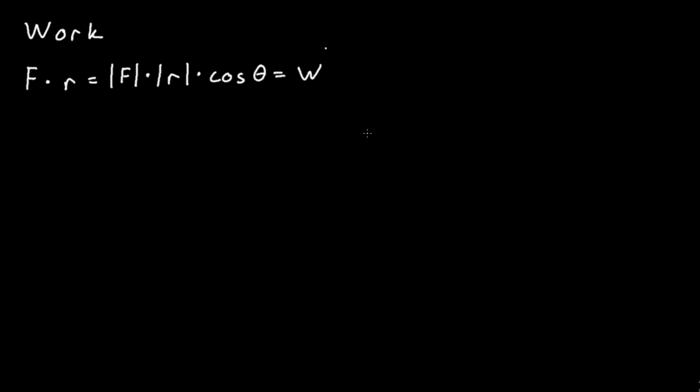In this video, we will be talking about work. So, what is work? Well, work is calculated by the dot product between your force vector and your displacement vector, also known as the magnitude of your force vector times the magnitude of your displacement vector times the cosine of the angle between those two vectors, and this is equal to work.